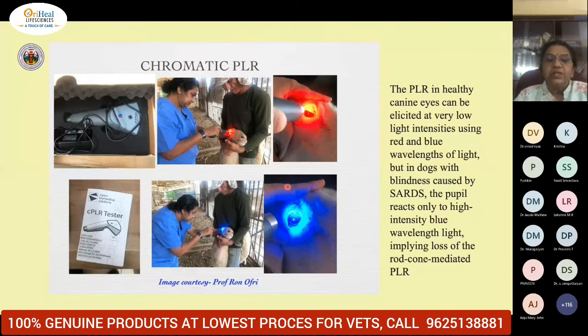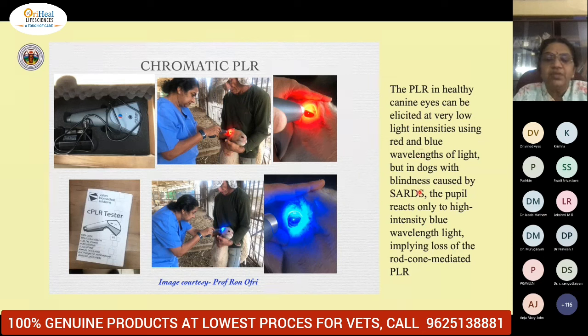This is the most advanced, the chromatic PLR, now coming up. There is a CPLR tester, and this I have also seen at the Koret School of Veterinary Medicine in Israel. The PLR in healthy canine eyes can be elicited at a very low intensity, using red and blue, which have different wavelengths.